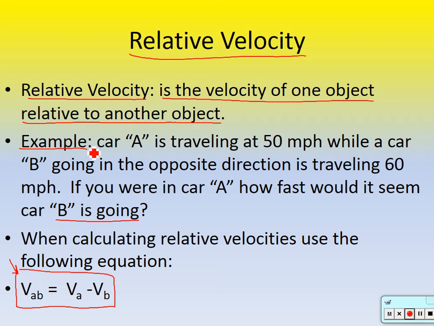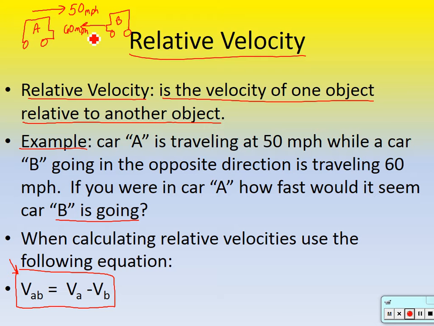First of all, I always think it's a good idea to draw a picture in physics problems. Okay, so we've got car A here. Car A is moving how fast? 50 miles per hour to the right. Well, it says car B is going in the opposite direction, so let's draw car B. Okay, B is going 60 miles per hour in the opposite direction.